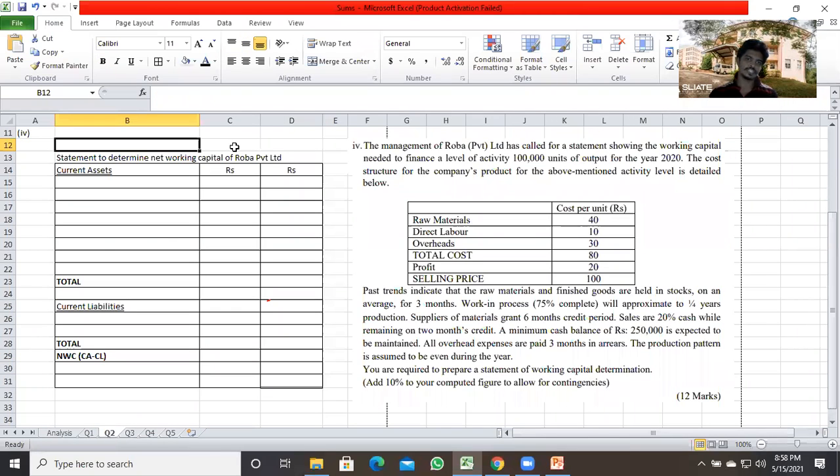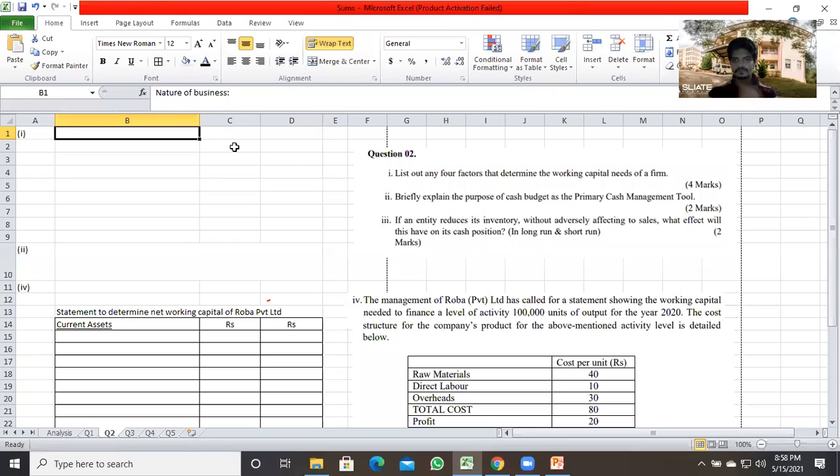Then question number 2. It says, list out any 4 factors that determine the working capital needs of a firm. I discussed the working capital part in the last session.